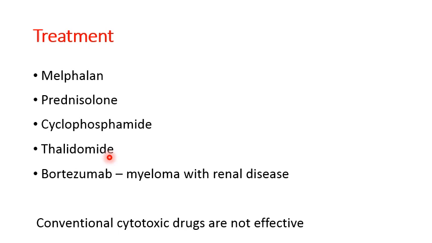It is a drug that can cause a lot of limb abnormalities, and it was given in the 60s as a treatment for morning sickness in pregnant females, and it's a very teratogenic drug. So it has re-emerged as a treatment for multiple myeloma. And then you have bortezomib as well, especially in renal disease. So these are the drugs we use.